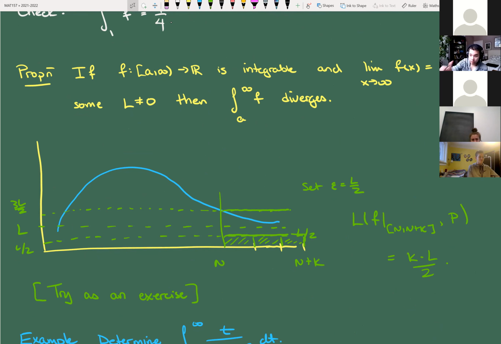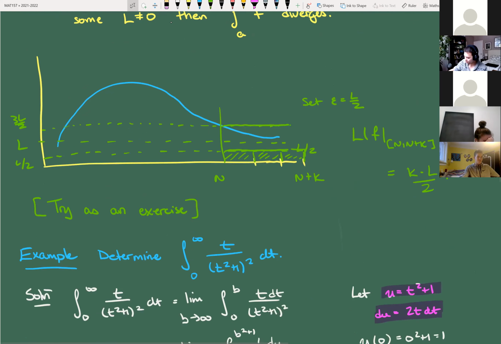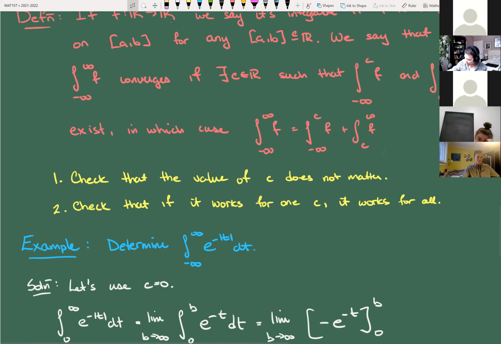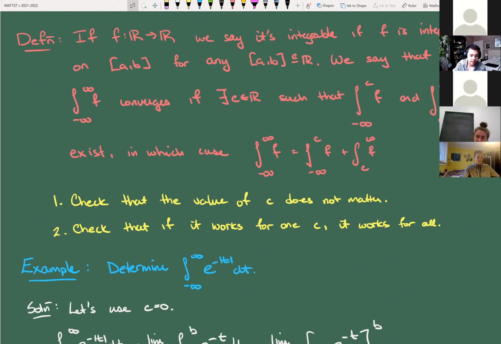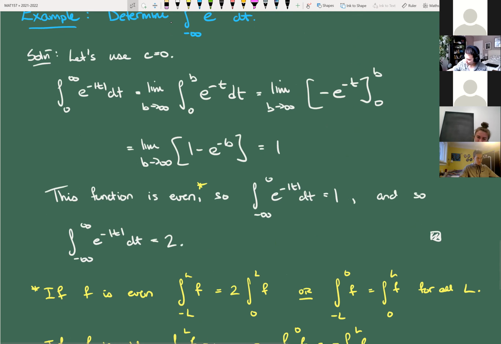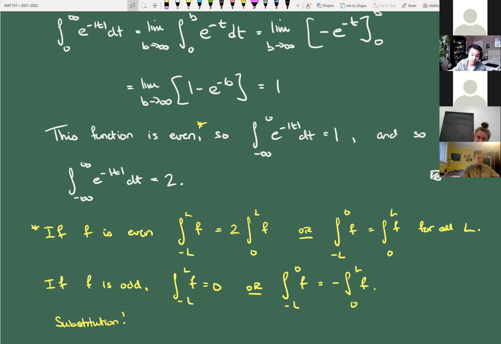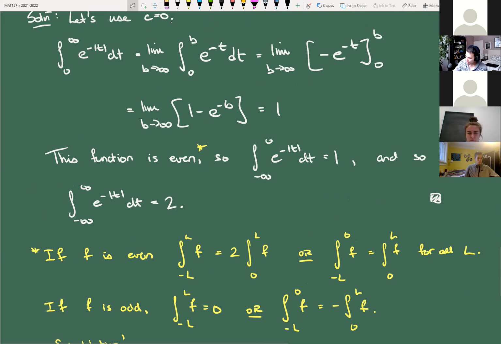So, try this one as an example, and then double check that the value of c doesn't matter, and that if it works for one value of c, it works for all values of c. And then just quickly verify these facts, which actually are not related to improper integrals at all. This is just substitution. It's possible to prove this without substitution, just using the Darboux definition of the integral, but it's much easier with substitution. It becomes a very straightforward thing. So you can do it that way.